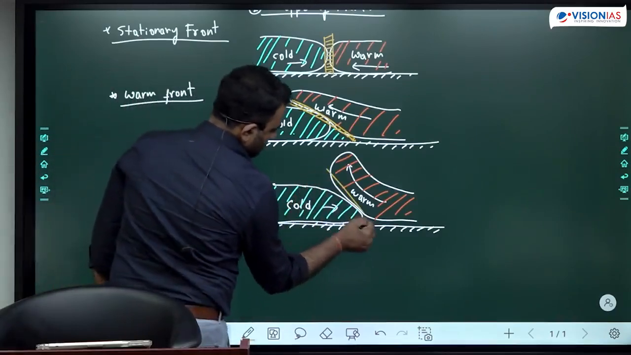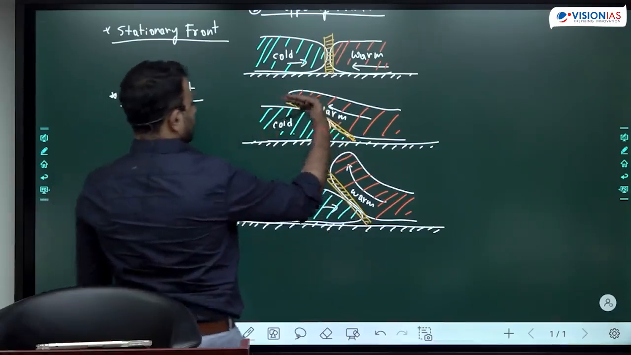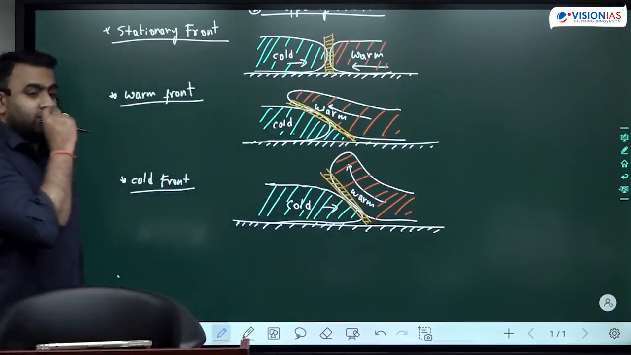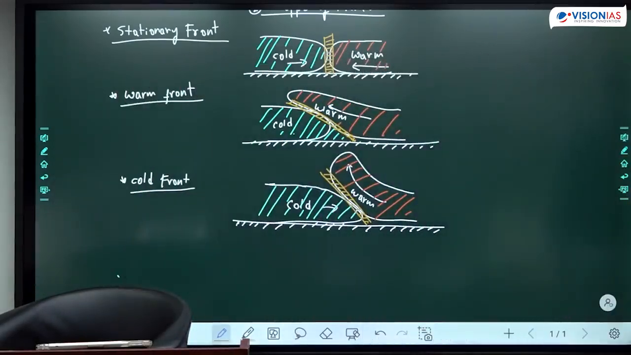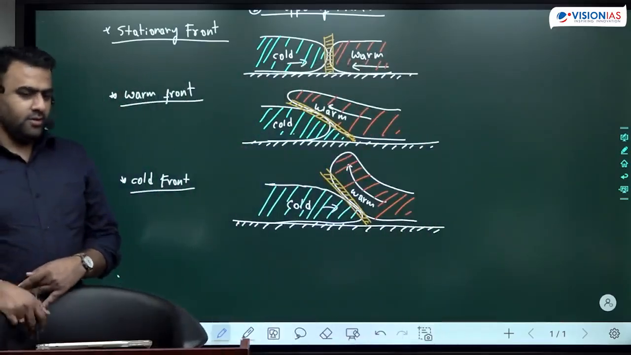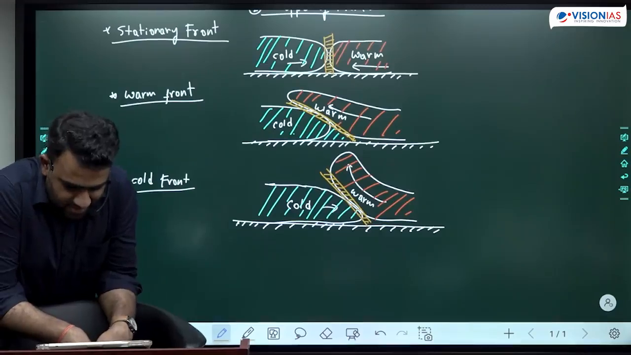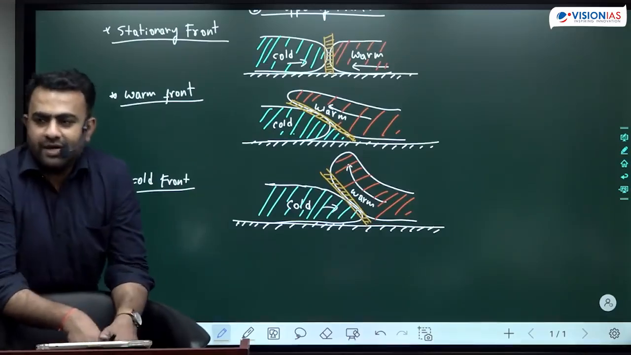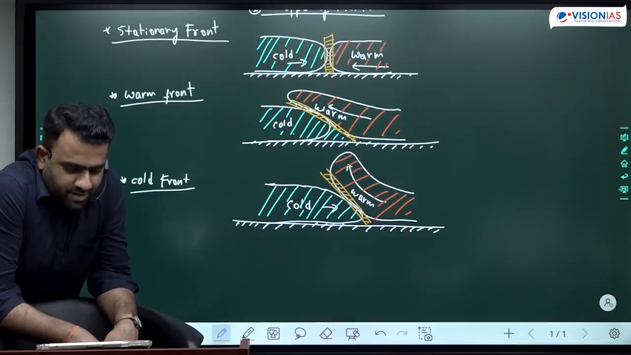Here the front is a little bit steeper. Can you see? Here the front has a gradual slope, here the front has a steeper slope. This is the basic difference between warm front and cold front. So let's differentiate. A warm front is the one where warm air mass is advancing faster and overriding above the cold air. A cold front is the one where the cold air is advancing and undercutting the warm air.